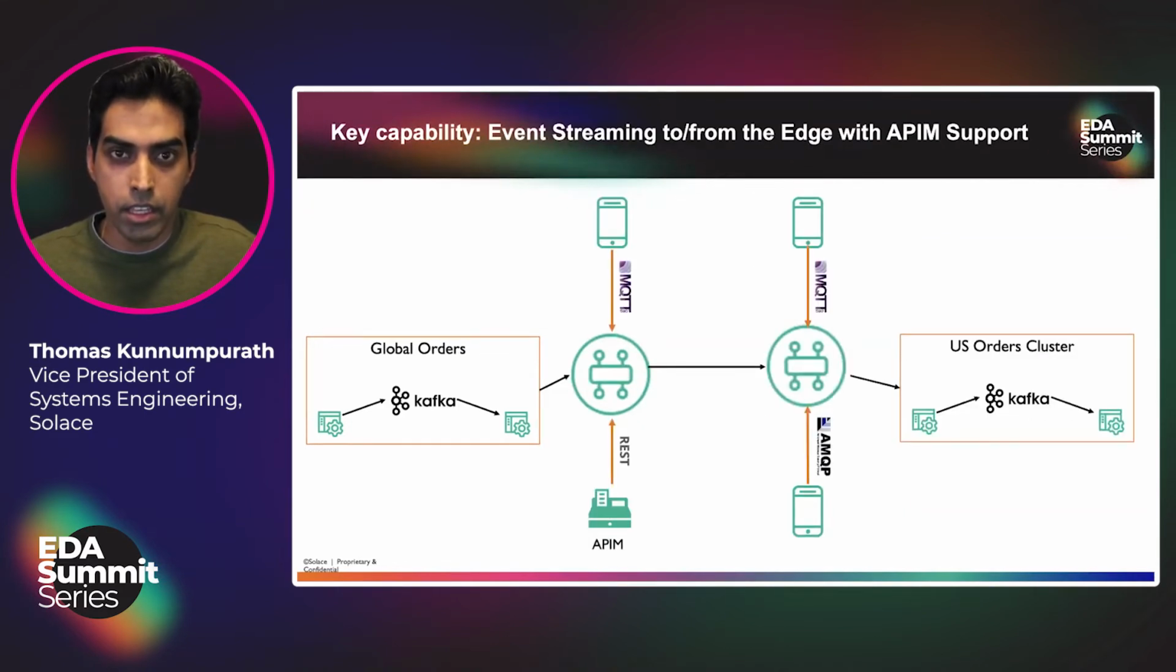Another key capability of the Kafka mesh is enabling event streaming from your edge devices or your IoT devices using the MQTT protocol. And the Kafka mesh also has first-class support for REST as a protocol. So you could essentially integrate your Kafka mesh, and by extension your Kafka clusters, with API management solutions.